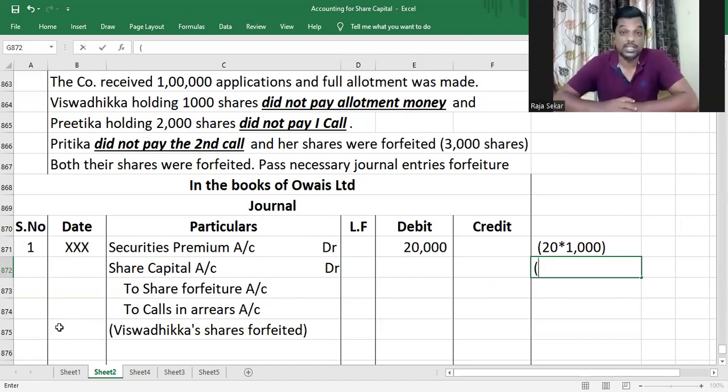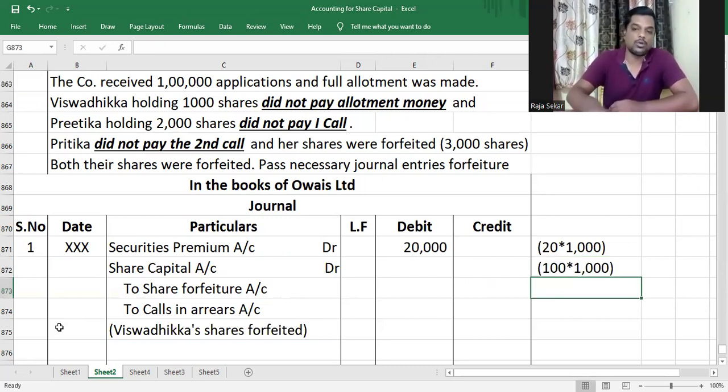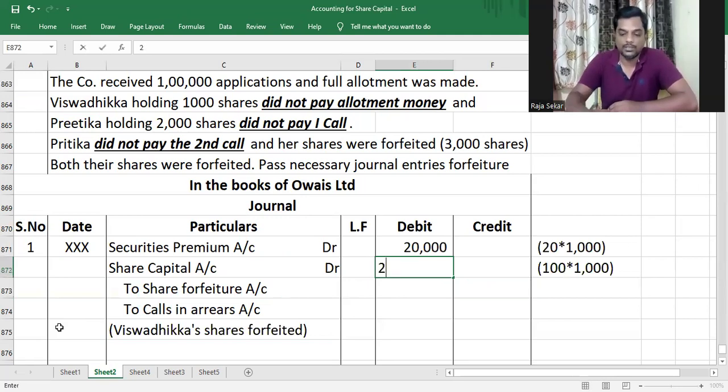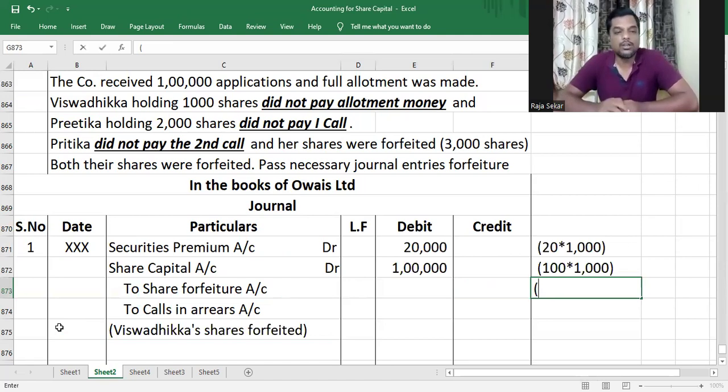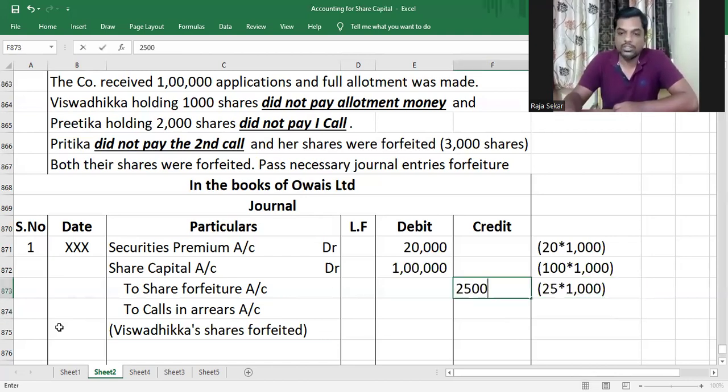So that is 20,000. Share capital will be debited with the called up value of the capital. As it has not been mentioned when the shares were forfeited, we are assuming that the shares were forfeited after all the calls have been made, and therefore the entire 100 rupees face value of the shares would have been called up. So 100 into 1000, which is 1 lakh rupees. Share forfeiture will be credited with the paid up value of capital. Vishwadika did not pay allotment money, she only paid application money, which is 25 rupees, and on the 1000 shares it will be 25,000.